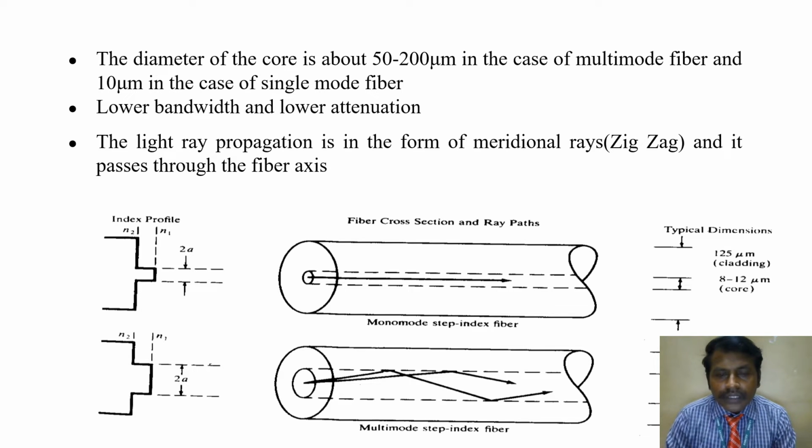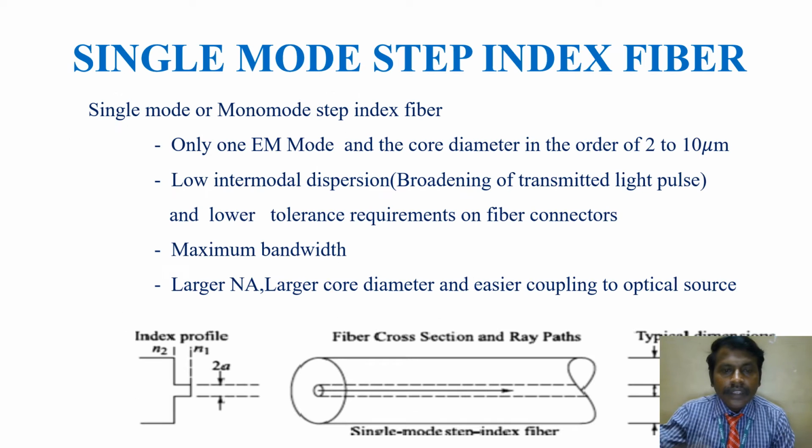Now look at the diagram where we have two things: monomode step index fiber and multimode step index fiber. In monomode step index fiber, the diameter is given: the core is 8 to 12 micrometer and the cladding is 125 micrometer. Like that we have the multimode fiber, where the core diameter is 2a. The diameter of the multimode fiber is higher than the diameter of the monomode step index fiber. Single mode step index fiber supports only one electromagnetic mode, and the core diameter is in the order of 2 to 10 micrometer.